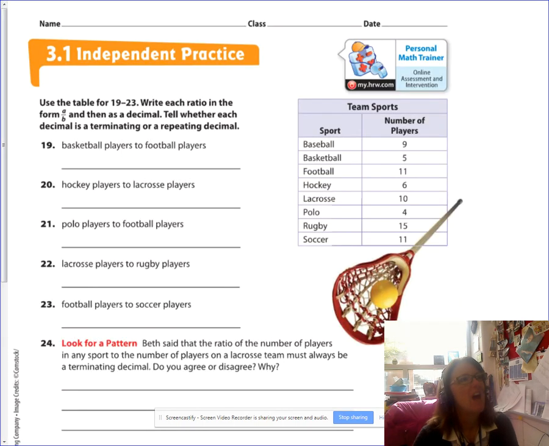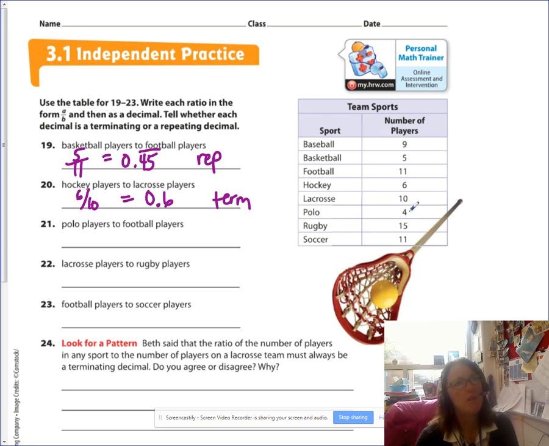It's a good one. All right, this last chunk here, basically you're writing a bunch of ratios. Remember that a ratio means comparing two numbers, and oftentimes we write it as a fraction. So basketball is 5 to football, which is 11. So first write the ratio, then as a decimal. This one is going to end up being, I believe, 0.45 repeating, and that is a repeating decimal. Hockey to lacrosse, 6 to 10. 6/10. Oh, nice. That one is a terminating decimal.